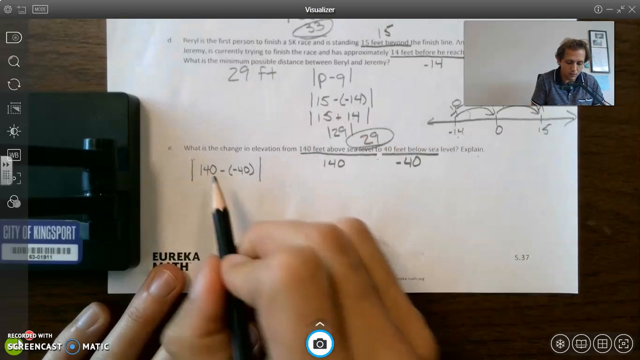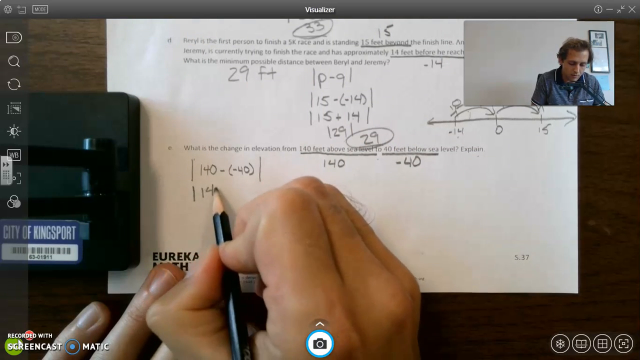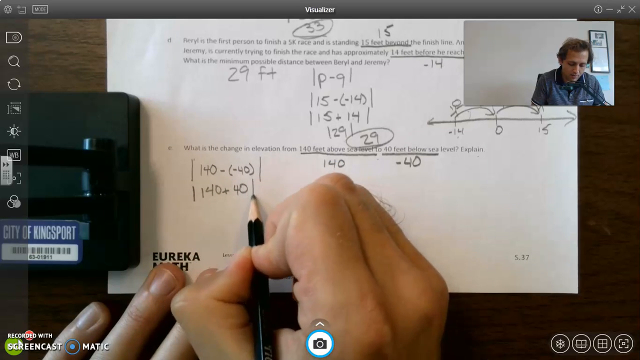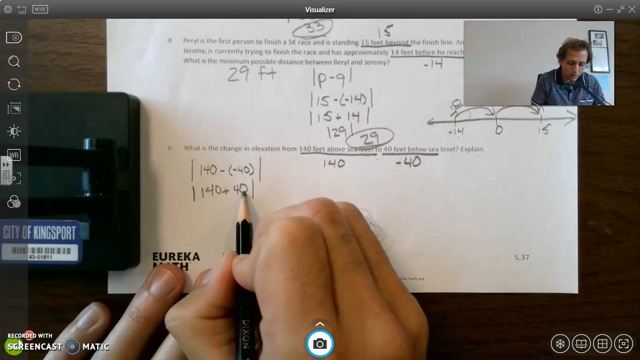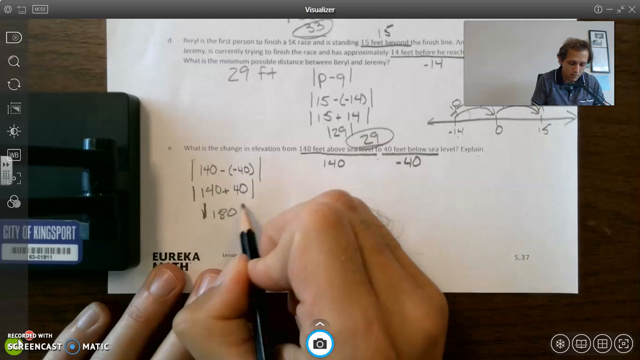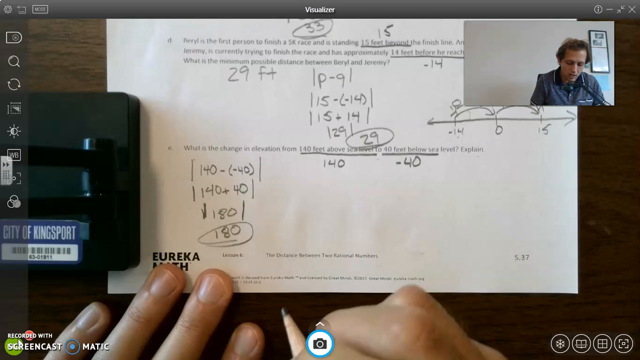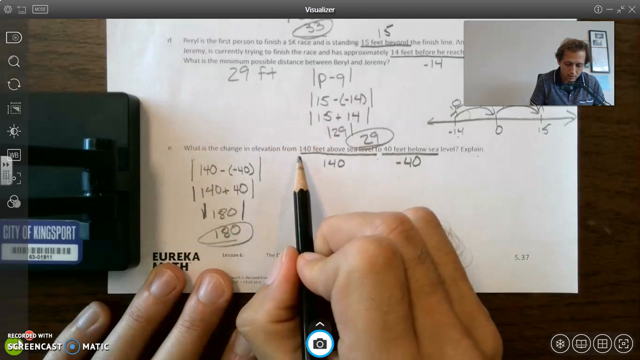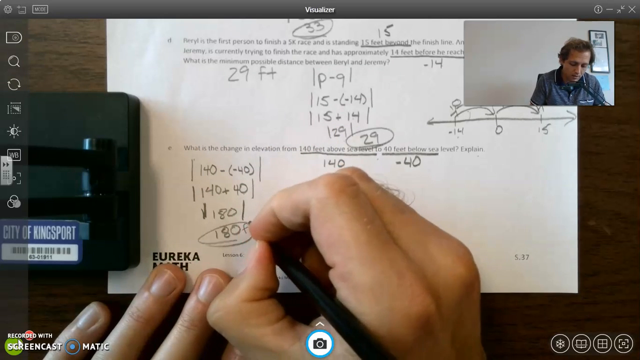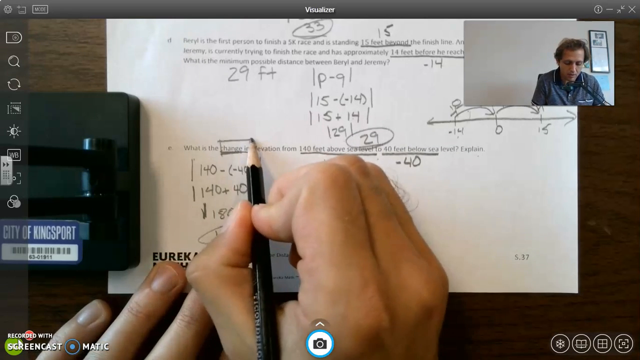Okay, now if I want to do this subtraction, I would say change that subtraction to addition by adding the opposite. And the absolute value of 140 plus 40 is going to be the absolute value of 180, which is 180. The distance would be 180 feet, but what is the change? So not the distance, but the change.